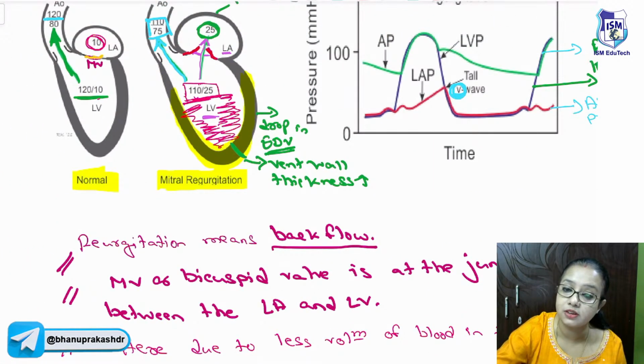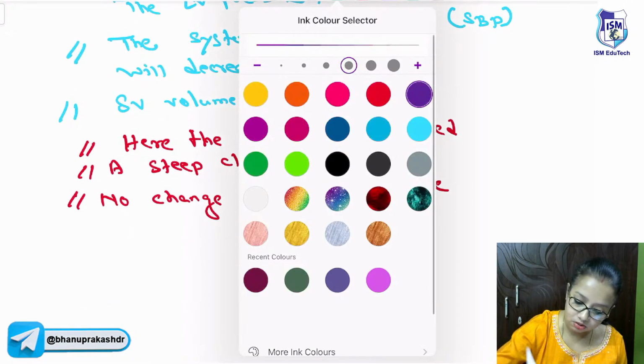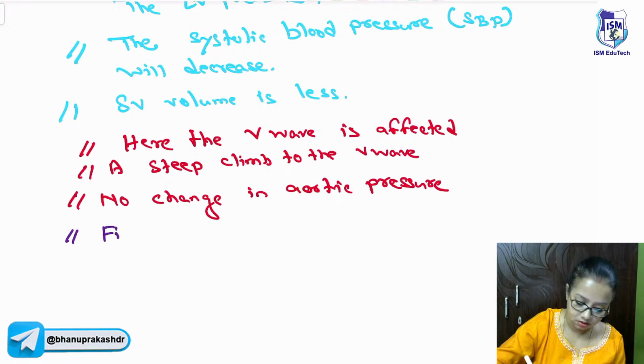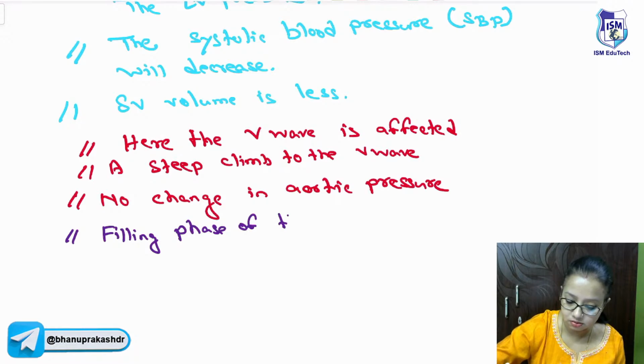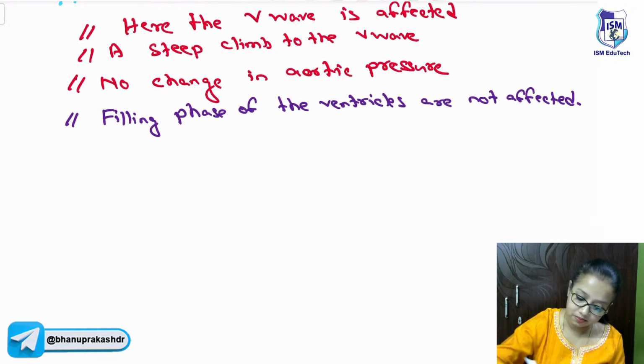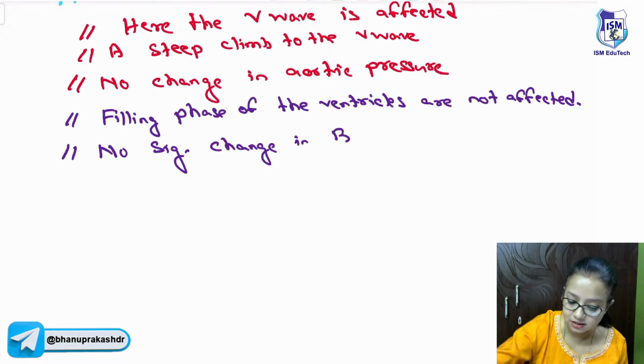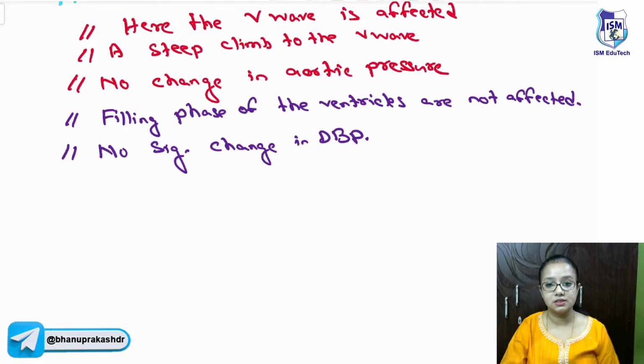And the filling phase of the ventricle is not affected. So, no significant change in the diastolic blood pressure is seen.